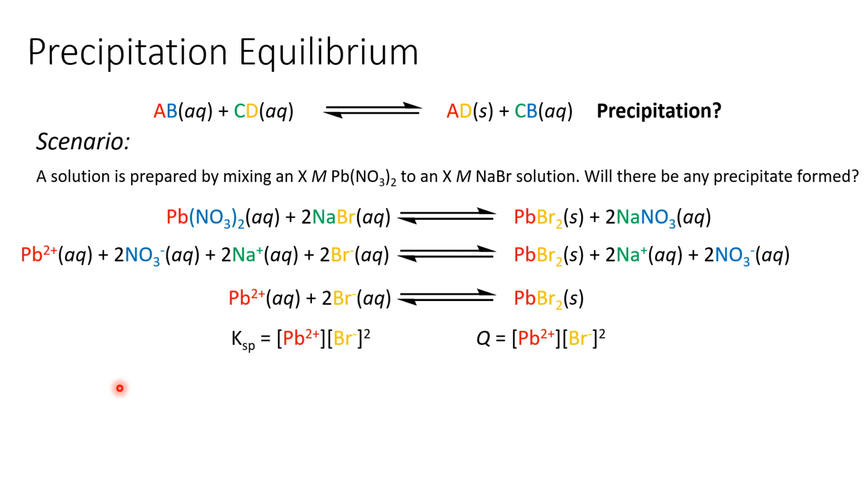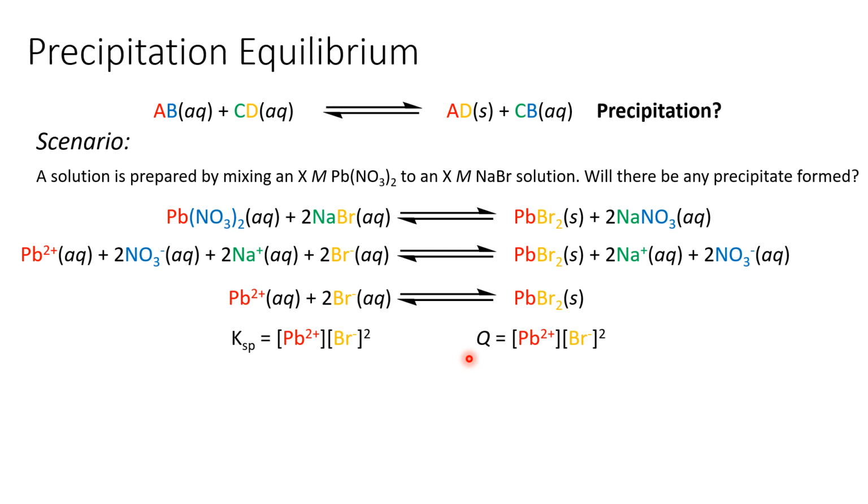Expression-wise, K and Q look exactly the same, right? But KSP is telling you something different than Q. You guys remember that Q is telling you the position of where you are relative to equilibrium, right? So you could be at any point. You're not at equilibrium when you're talking about Q. Q is just where you are at a particular point before equilibrium is reached.